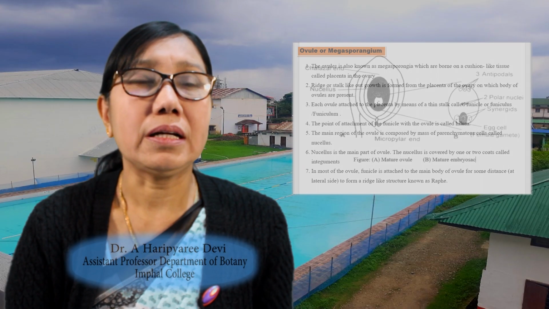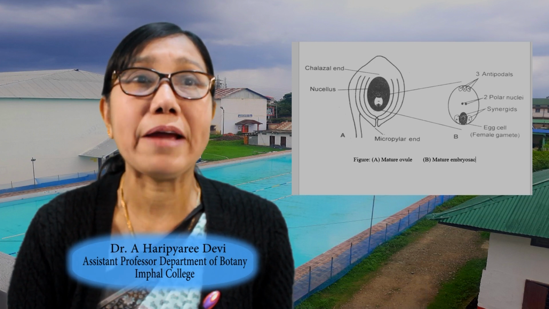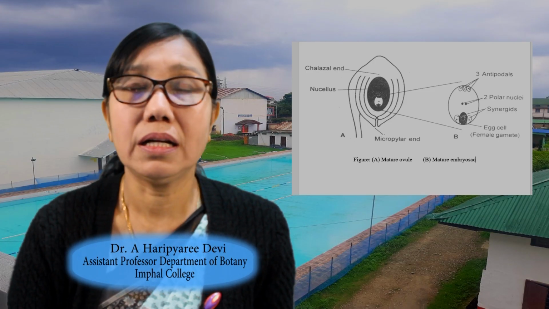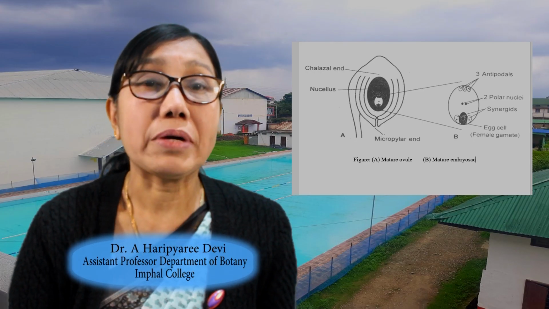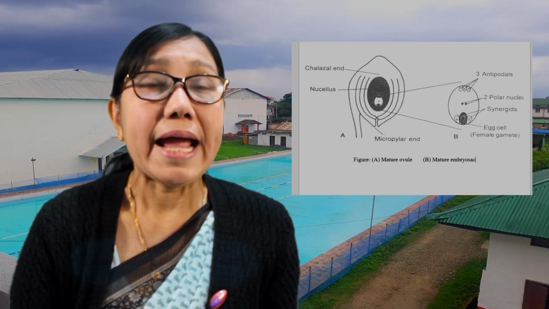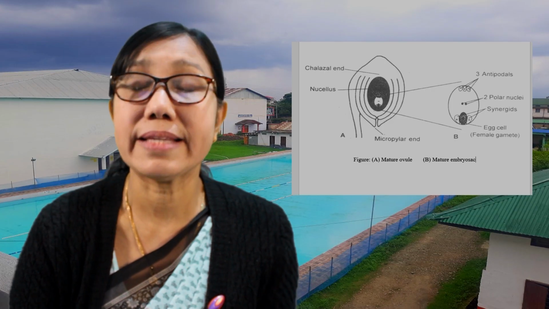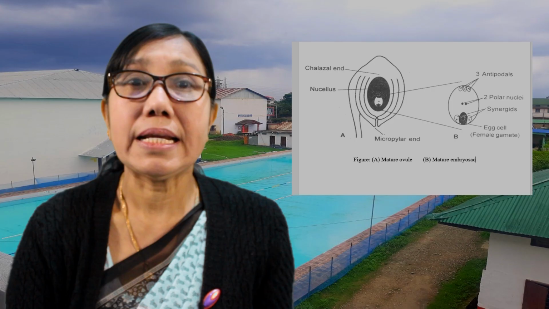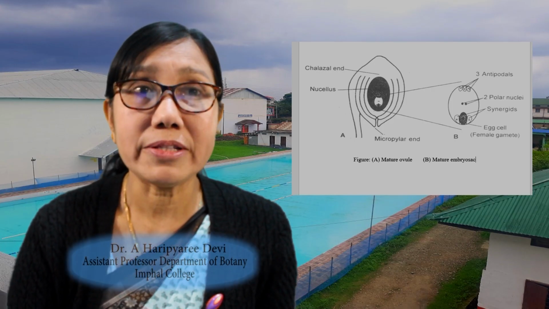Now this is the structure of a mature ovule and a mature embryo sac. In the mature ovule, the nucellus is there, the chalazal end is also there, and the micropylar end is also there. What is there in the embryo sac? The embryo sac is an 8-celled structure which we are going to study here. There are 3 antipodal cells, 2 polar nuclei, and the synergids and the egg cell are also there. So what is the explanation of all these things?